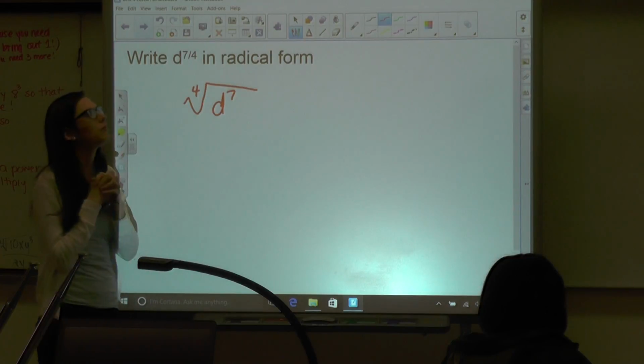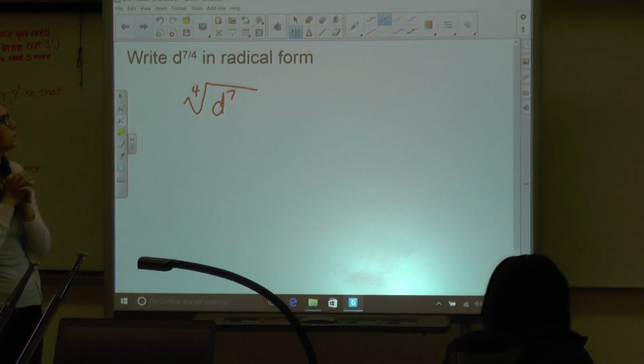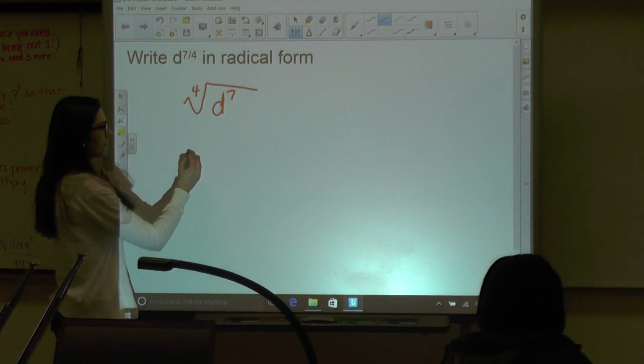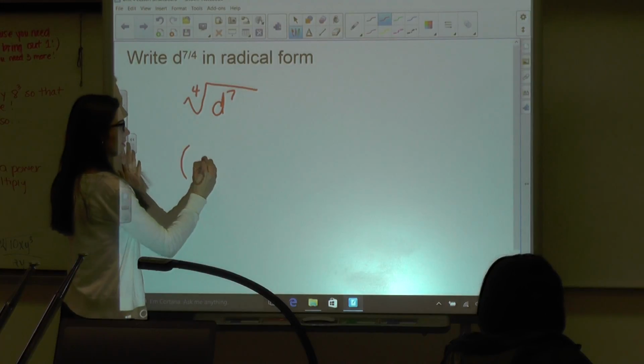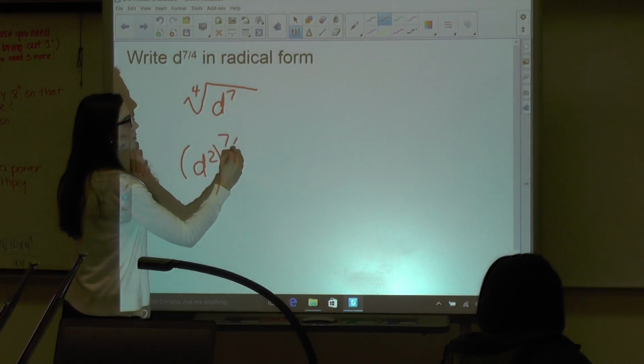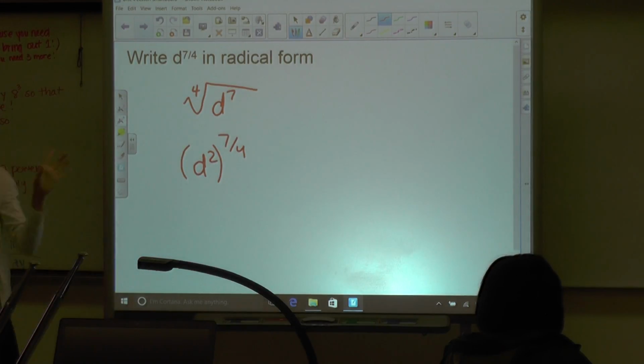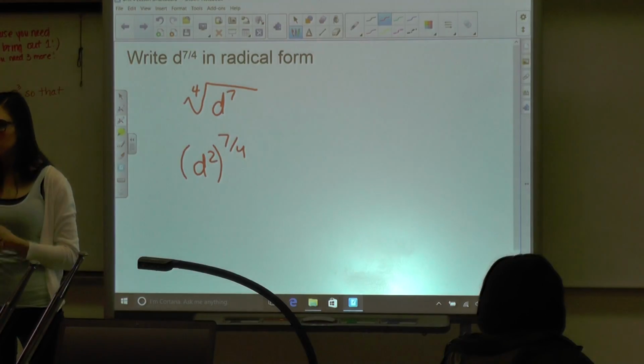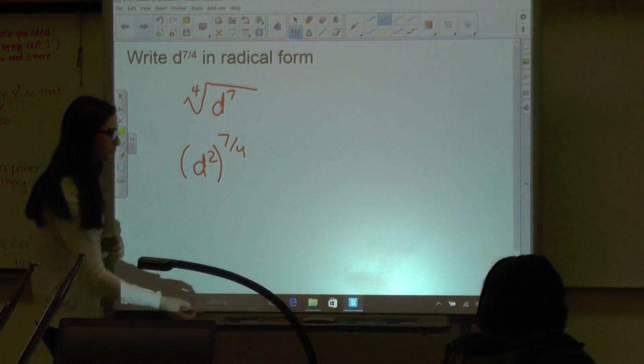If I were to tell you, let me think of one that will work. Okay, so say it was, I'm just making up a problem. D squared to the power 7 over 4, because this is a possible problem. Say that you have this. Top on inside, bottom on outside. Would you add it?